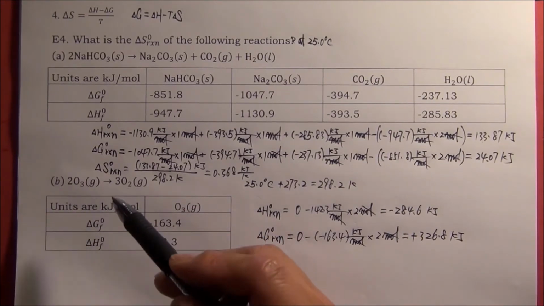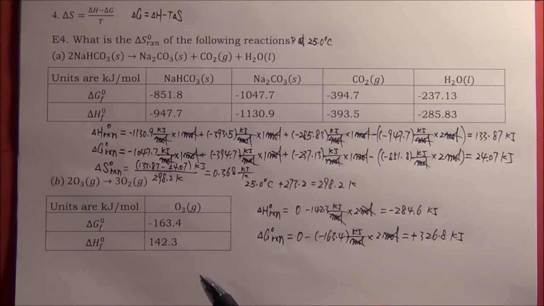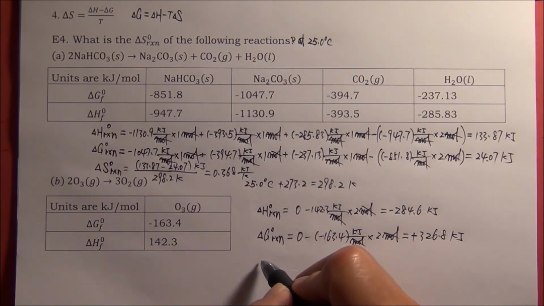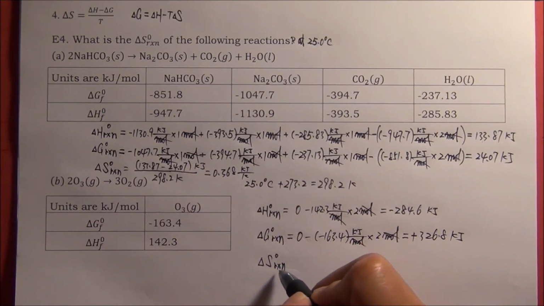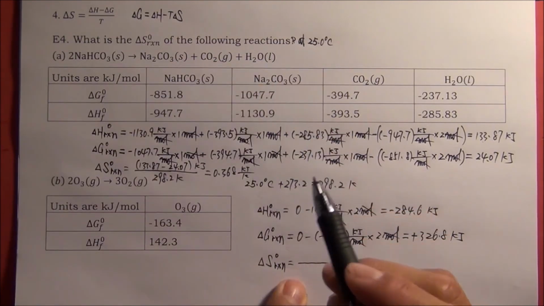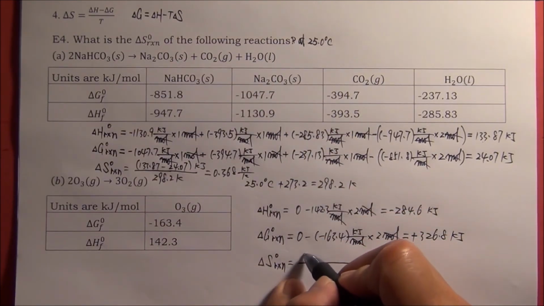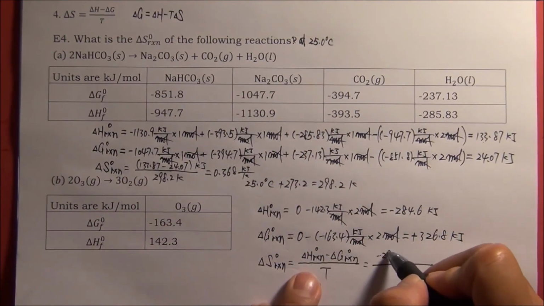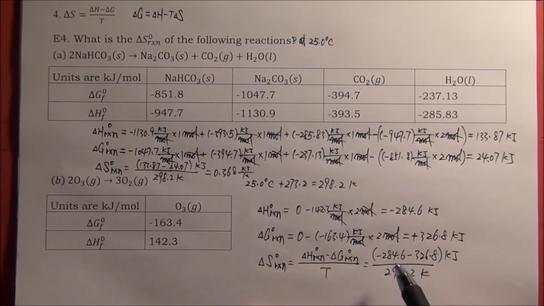Because this is a reaction at standard conditions, we call this delta S the standard entropy of reaction. I copy the equation. This will help me to memorize the equation. If you punch all numbers into a calculator, we will get 2.055. The unit is kilojoule per Kelvin.